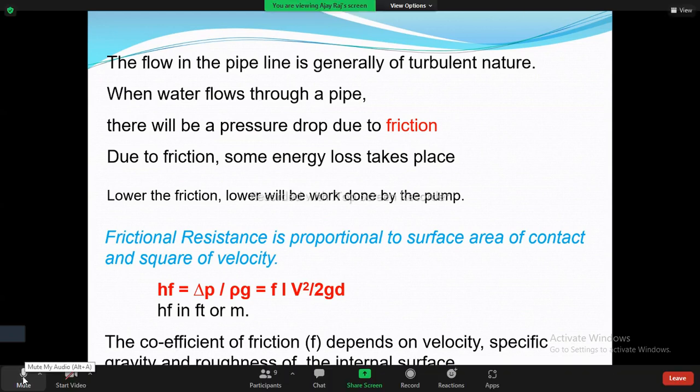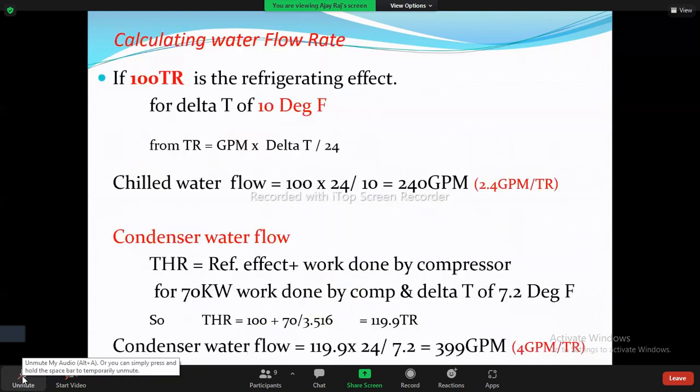So this formula I'm not going to use anywhere. This is the third. Previous one, which one? Acha, the TR one. This one.